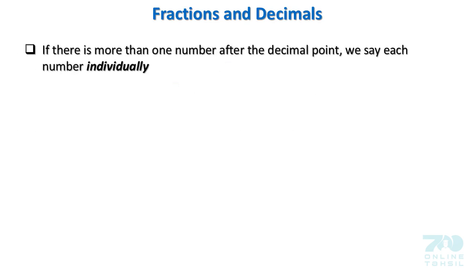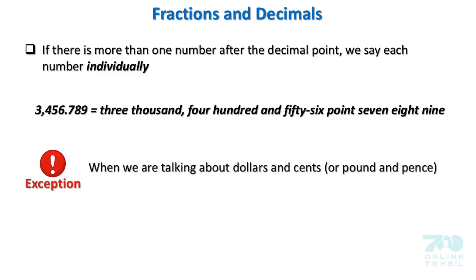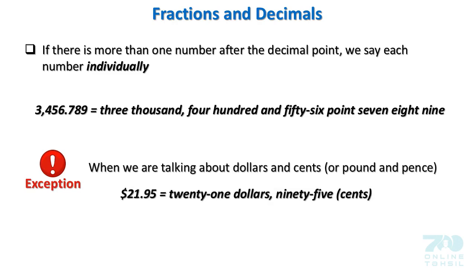If there is more than one number after a decimal point, we say each number individually. For example, 3,456.789. The exception to this rule is when we are talking about dollars and cents or pounds and pence. For example, $21.95. Saying the word cents at the end is optional.